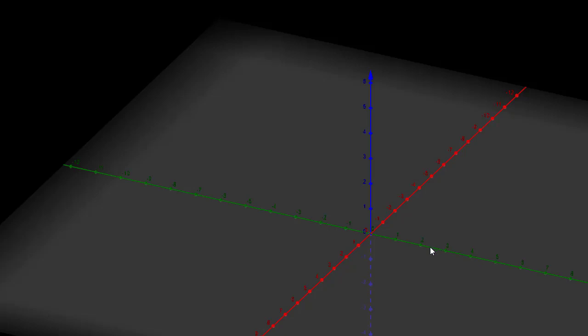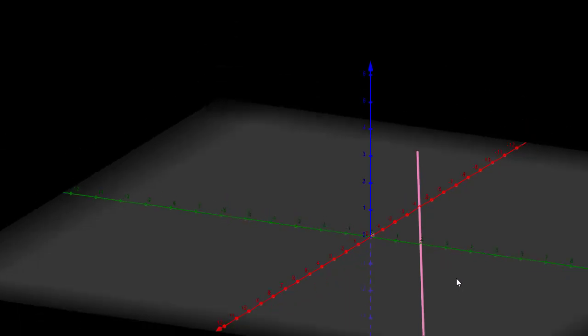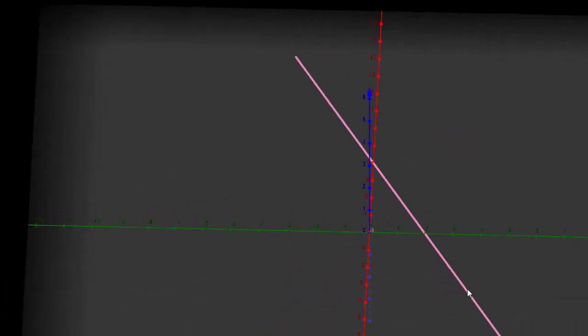Okay, so here's our graphing software. Here is in red the x-axis, in green the y-axis, in blue the z-axis. And so here's our first line. That's on the xy plane, and as you can see, that just sits right on the xy plane.